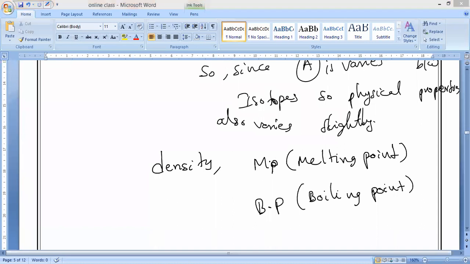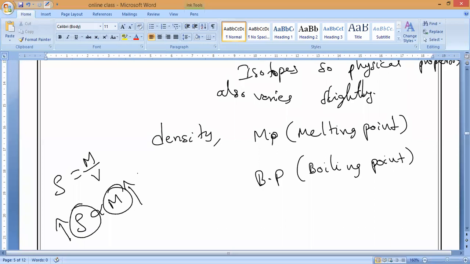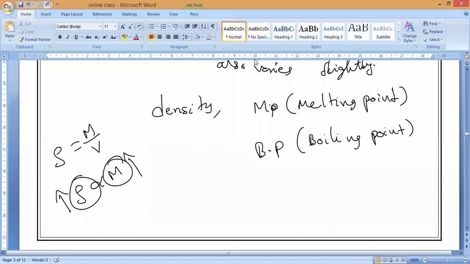Understand, everybody? If mass increases, density increases or not? Because we know that density is equal to mass by volume. So if mass increases, density increases. And if mass is more, the melting point and boiling point may also increase or decrease. Understand, Mukesh, Karthik, Shruti?